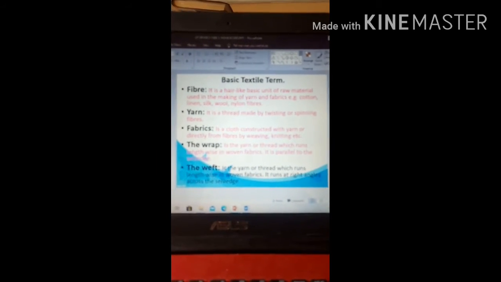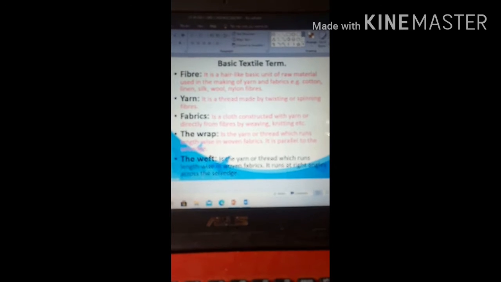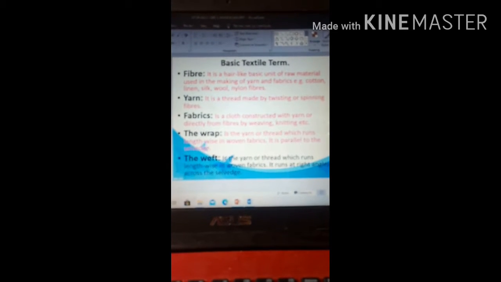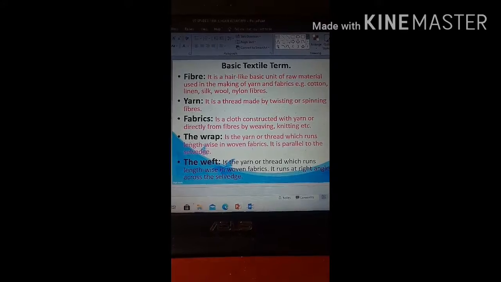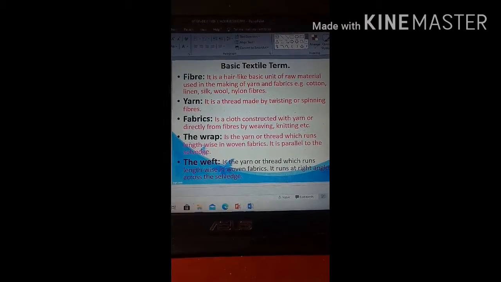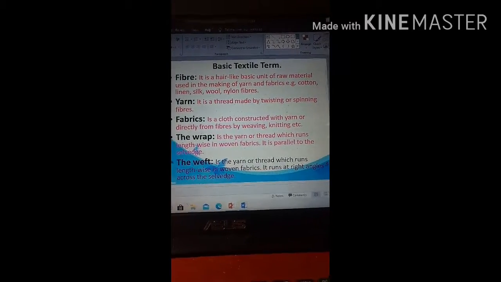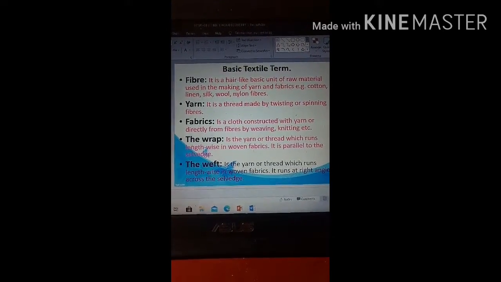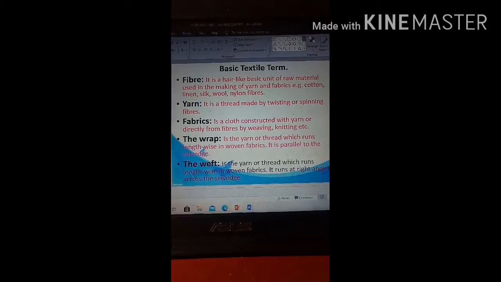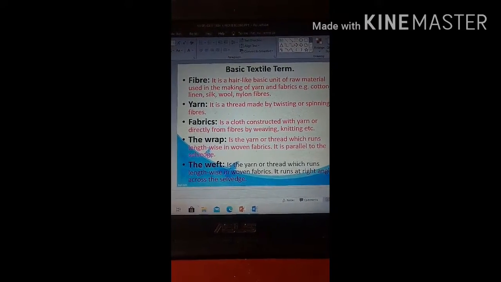The first term we're going to consider is the fiber. What is fiber? Fiber is a hair-like basic unit of raw material used in the making of yarn and fabrics. Examples of fiber are cotton, linen, silk, wool, nylon.